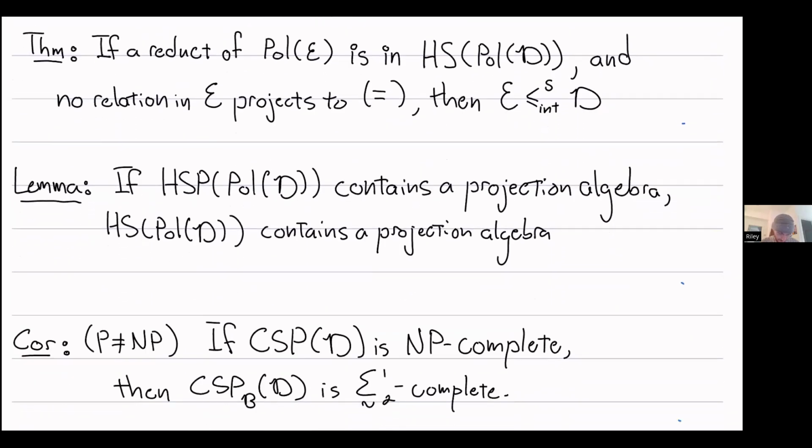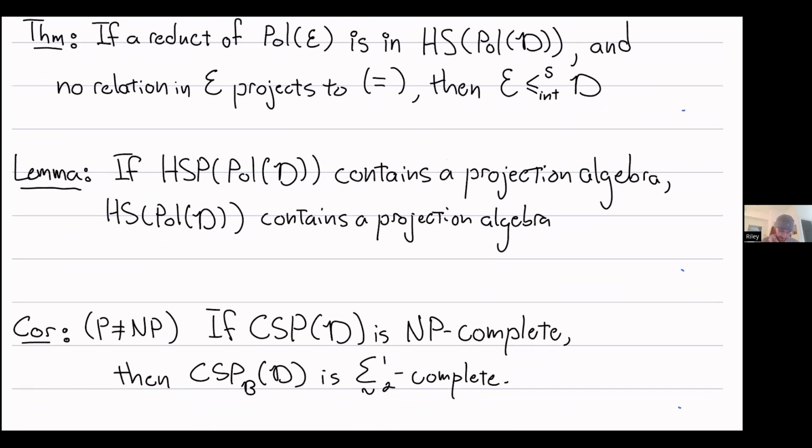And as a corollary, if we have a CSP, so if we have a structure D that is NP complete, CSP is NP complete. So from Bulatov and Zhuk's theorem, assuming P is not equal to NP, D has to include a projection algebra in its HSP. From this lemma, that means it includes a projection algebra in its HS. So from the theorem, that means that D simply interprets 3-sat, and it follows from Dorshevich and Vinyavsky's work that 3-sat, Borel 3-sat, is sigma 1-2 complete. So the Borel CSP for D is also sigma 1-2 complete.